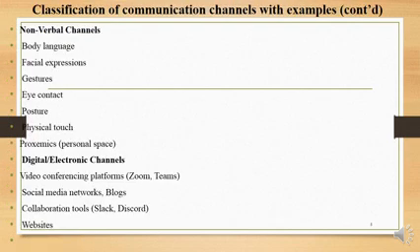In the non-verbal channels, we have body language, facial expressions, gestures, eye contact, posture, physical touch, or personal space, which is also known as proxemics. We have the digital and electronic channels, which are video conferencing platforms such as Zoom and Teams, social media networks, the blogs. We have the collaboration tools, that's Slack and Discord, and we have the website.